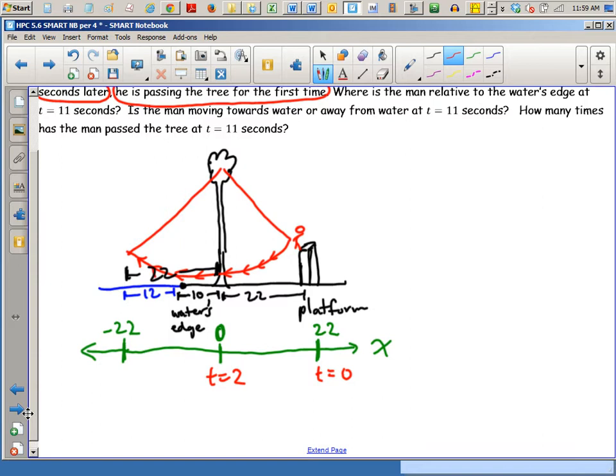Can you tell me at what time he ended up at the far left? If at time 0 he's at the platform, and at time 2 he's at the tree, then when does he reach the negative 22 marker on this number line? What time? 2 seconds later, right? So at t equals 4, right?